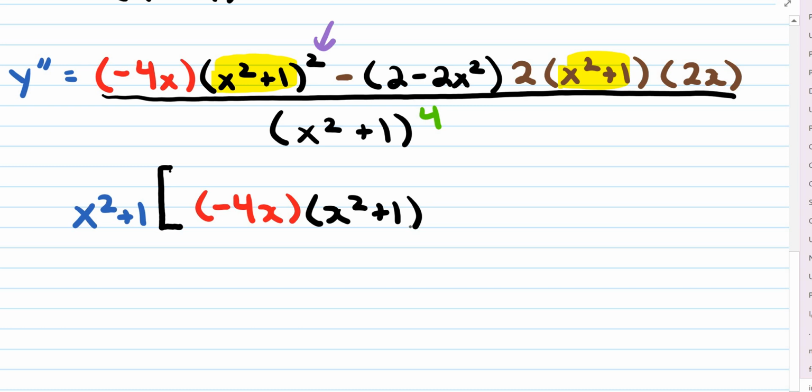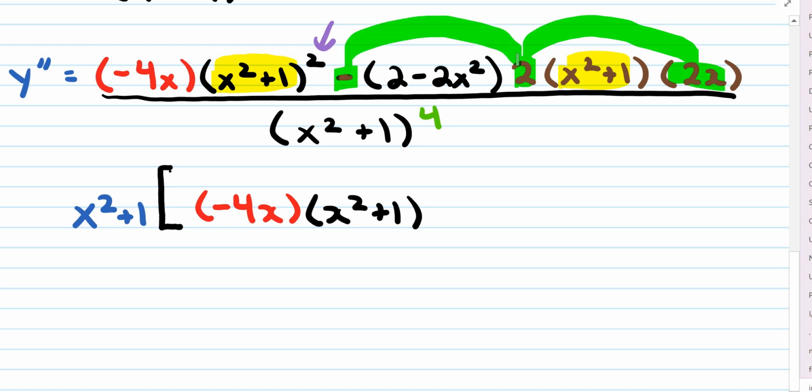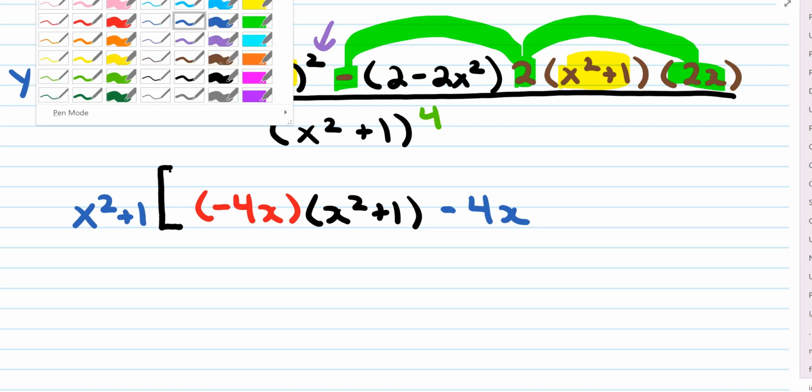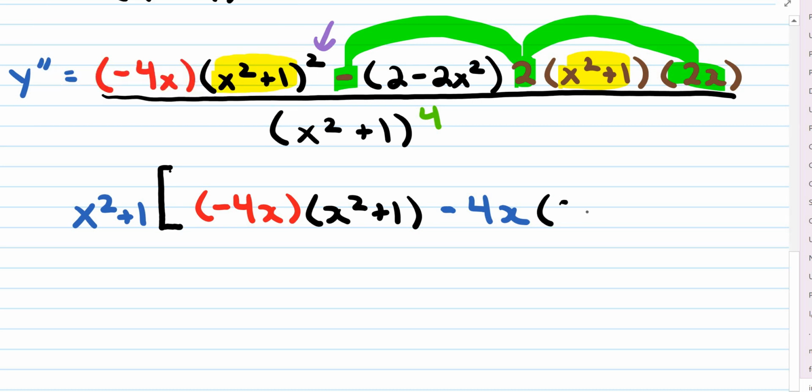And then what we'll do next is, there's a 2 here in green, a 2x, and a negative sign. If I multiply all 3 of those terms, the negative sign, the 2, and the 2x, if I multiply all that out, we get negative 4x, and then we also have this 2 minus 2x squared term hanging around.